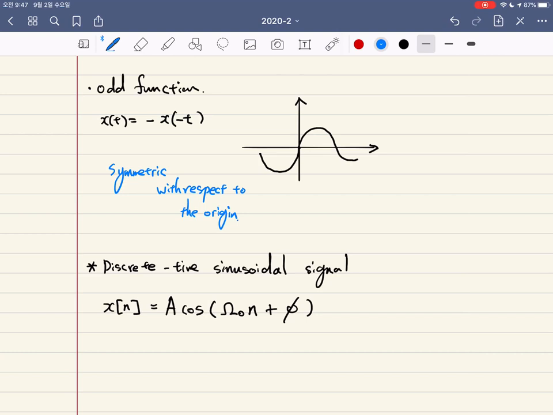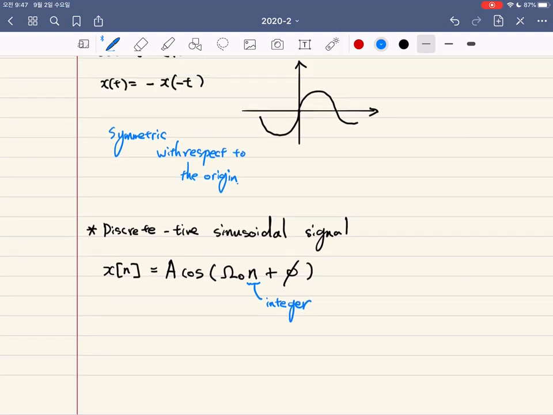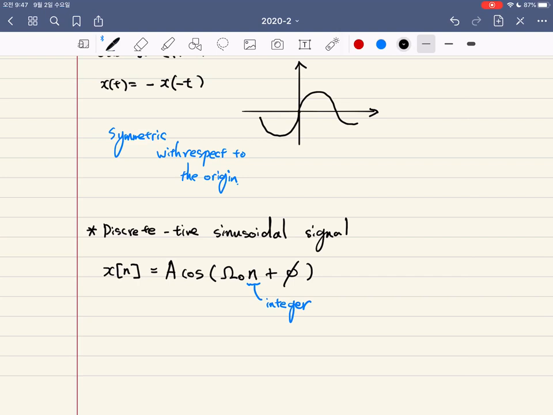The most important part for discrete time is that n is an integer. For t, you can have whatever you want, like 1.2 or something like that for a continuous signal, but for discrete time, you can only have an integer for the input of the signal.